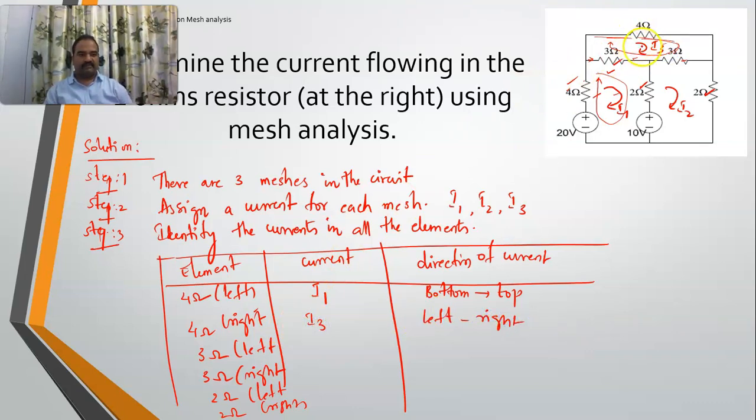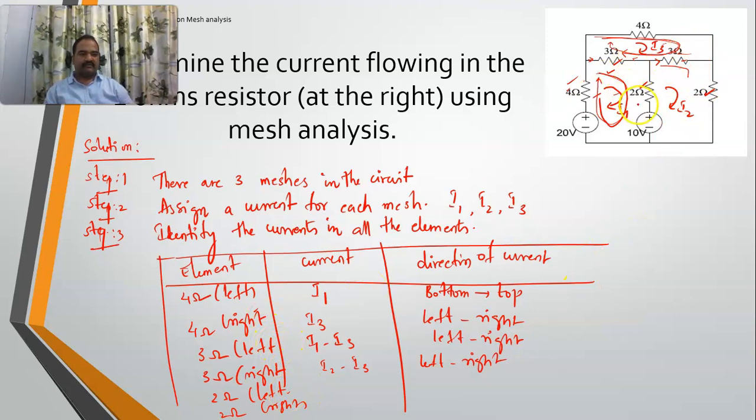If I take the 3 ohms resistor on the left, see, it is having I1 current. It is part of this loop, and there is another loop also which is flowing in this direction, right? It is common to 2 loops. I1 is flowing in this direction, I3 is going in the opposite direction. So I'll take the current as I1 minus I3, left to right. Similarly, for the 3 ohms resistor on the right, see this is the one. What is the current which is flowing in this direction? It is I2. In the opposite direction I am getting I3. So I'll take it as I2 minus I3, but predominantly I2 is the main current, so I2 minus I3, left to right.